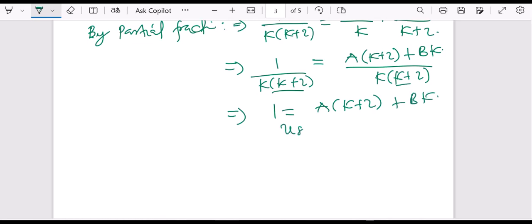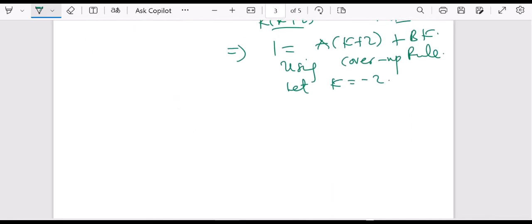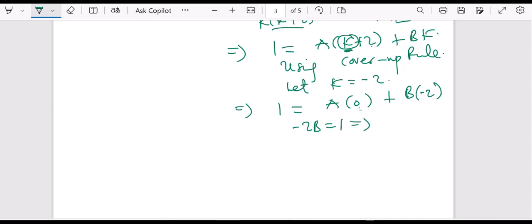So we use the cover-up rule. We let k equal -2. This implies 1 equals a times 0, because if k is -2 then k plus 2 is -2 plus 2, that's 0, plus b times -2. So we have -2b equals 1, which implies b equals -1 over 2.